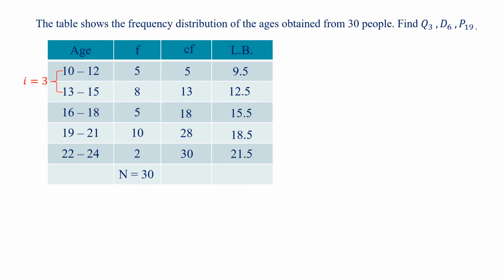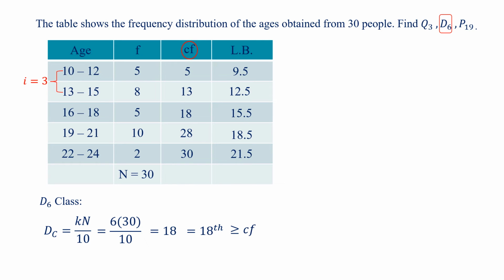Now let us solve for D6. So in here, we are going to locate the D6 class. To locate the D6 class, we are going to use the formula kn over 10. Then substituting your k and n, we get 6 times 30 over 10, which is equal to 18. Then we are going to look at CF, which is the first number greater than or equal to 18. So we have there 18. So this is your D6 class.